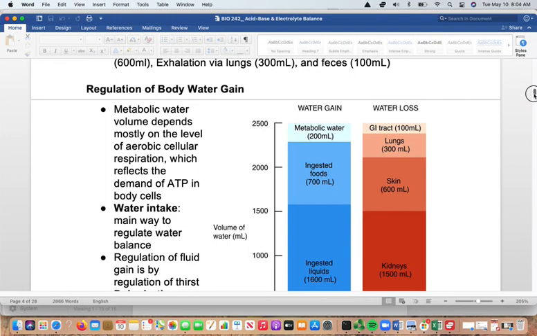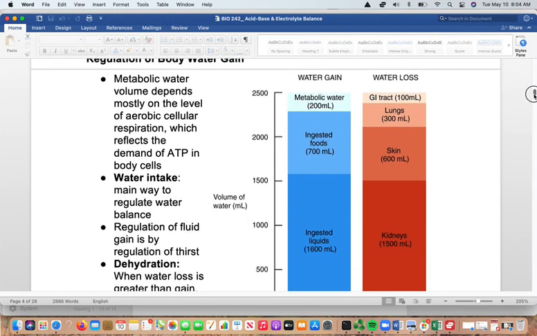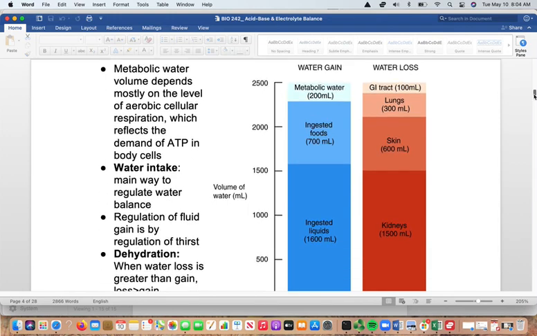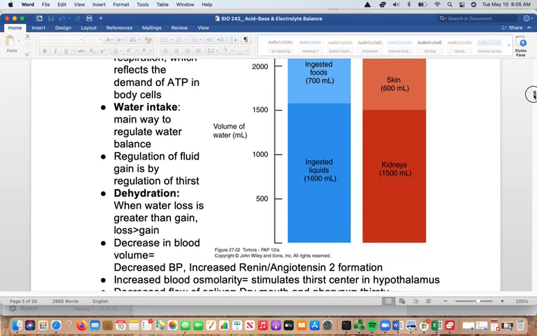So regulating body water gain, a lot of it is going to be tied to how much cellular respiration is going on, because that's going to be tied to what kind of activity you're doing. So water intake is the main way to regulate water balance. That's the easiest way of getting it in. And you can do this through thirst. This just gives a visual comparison of ways of getting water in and then of ways of getting water out.